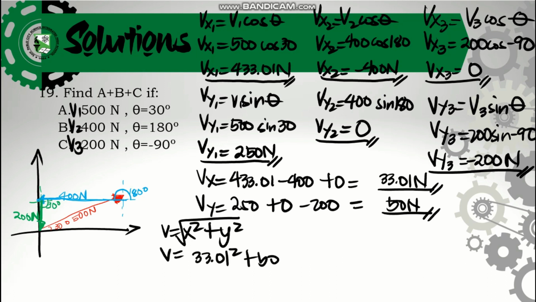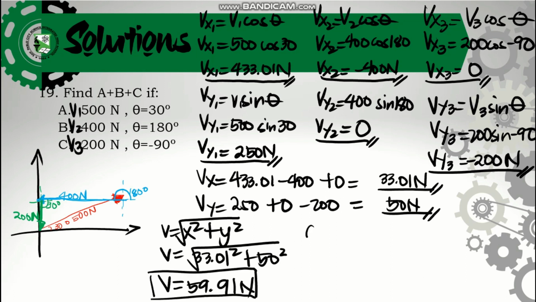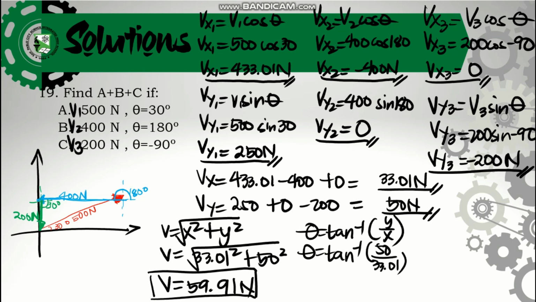You're going to put it on the Pythagorean to get the resultant force. We have 33.01 Newton squared plus 50 Newton squared, square root, we can get 59.91 Newton. And then, the angle, again, inverse tangent y over x. Lagay si 50 sa taas, and then 33.01 will give you 56.57.